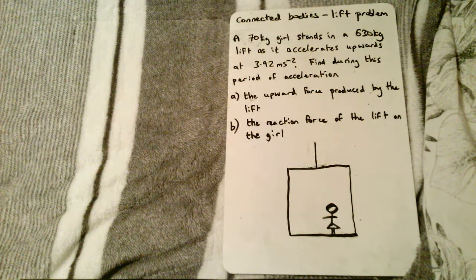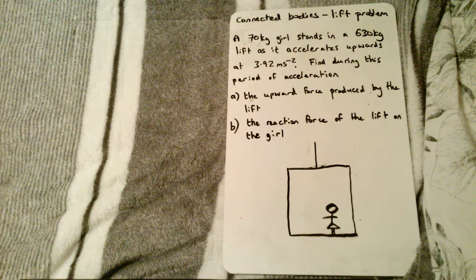down, it's the lift itself. If you're in a lift and you're going up, it's because the floor beneath you is pushing you upwards. And that force to make you go upwards must overcome your weight. So over here, I've got an example of a little girl sat in a lift. Now the little girl is 70 kilograms and the lift is 630 kilograms.